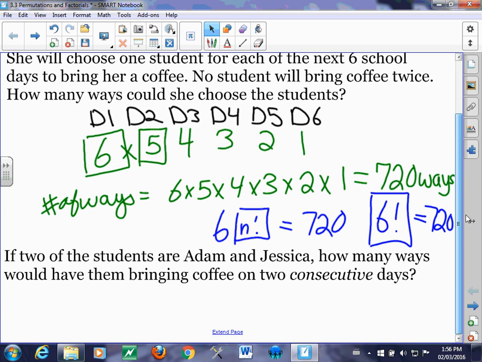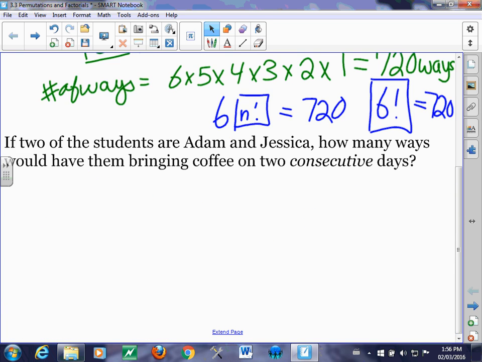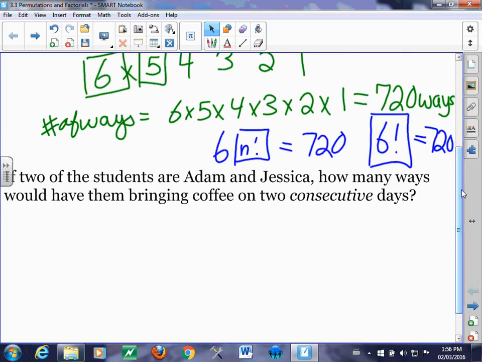Okay, let's take a look at another scenario. Second part: if 2 of the students are Adam and Jessica, how many ways would have them bringing coffee on 2 consecutive days? Consecutive is a term you need to know in mathematics, especially in this unit, and it means side by side. So it could be day 1 to 2, 2 to 3, 3 to 4, 4 to 5, or 5 to 6.